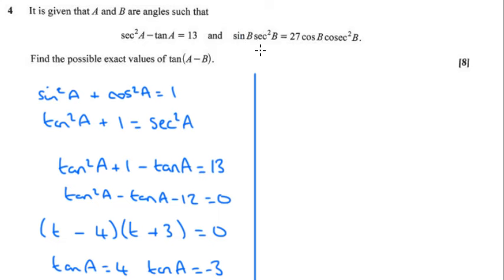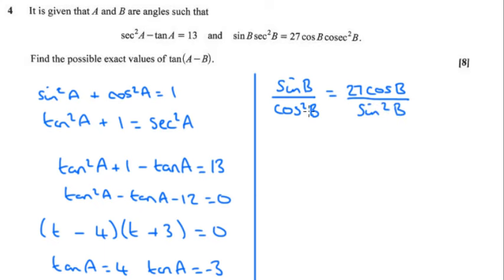As I said, it looks quite difficult, it looks quite scary. There's a few different things we could do with it, but what I'm going to do is take this sec squared b and this cosec squared b and rewrite them as 1 over cos squared b and 1 over sine squared b. So in other words, we're going to have sine b over cos squared b, because it's being multiplied by 1 over cos squared b, and that's going to equal 27 cos b over sine squared b.